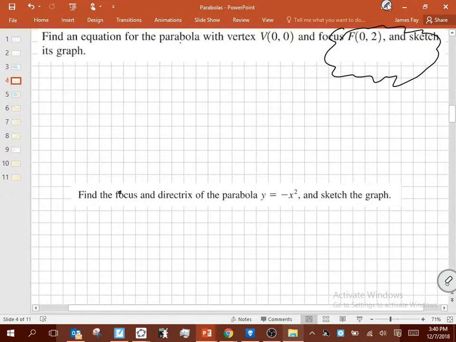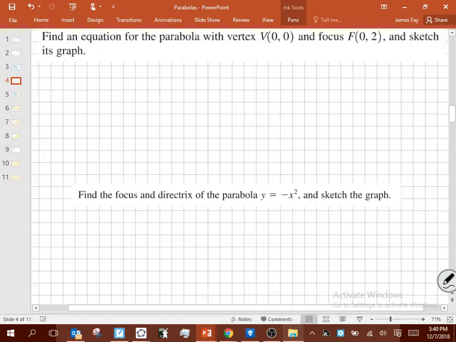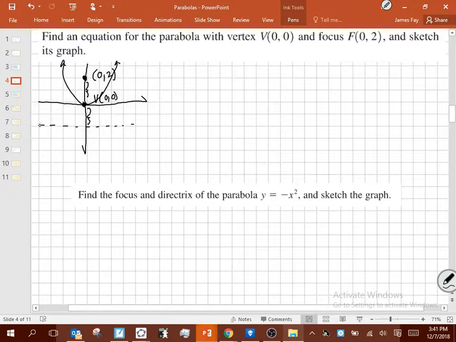So we get to some questions here, some specific examples of how we can develop these equations. It says find an equation for the parabola with vertex at 0, 0 and focus at 0, 2 and sketch its graph. Well, its focus is at 0, 2, so my focus might be right there. My vertex is right there at 0, 0. My parabola has to be containing my focus, so my focus has to be on the inside of my parabola. So my parabola is going to open that way. I know that this distance here is p. So if I repeat that distance down here, my directrix should be that line right there.